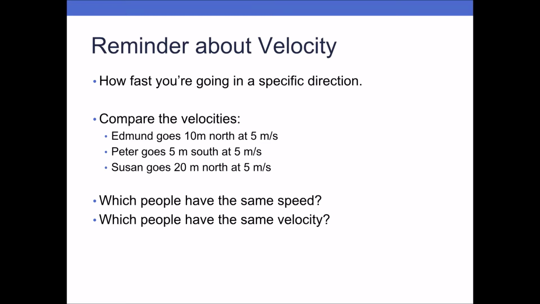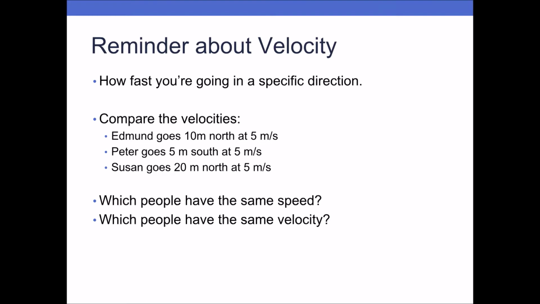Velocity, since it's a vector, is how fast you're going in a specific direction. Let's compare these velocities. Edmund goes 10 meters north at 5 meters per second. Peters goes south at 5 meters per second. And Susan goes 20 meters north at 5 meters per second.